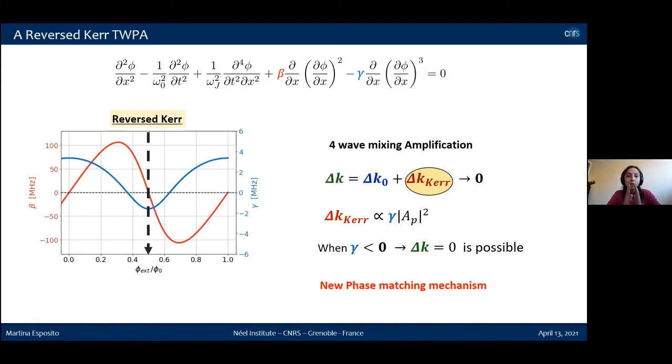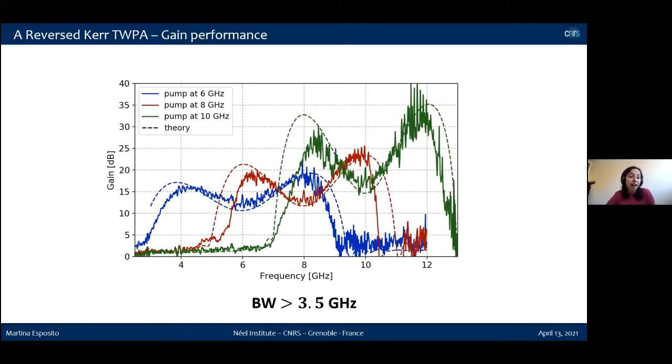So at this sweet spot, what happens is that now our delta K Kerr becomes negative because it's proportional to the Kerr nonlinearity. And this means that we can achieve phase matching using this new reversed Kerr phase matching mechanism. So I'm going to show you now the results.